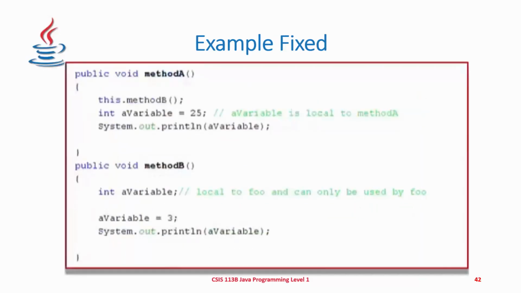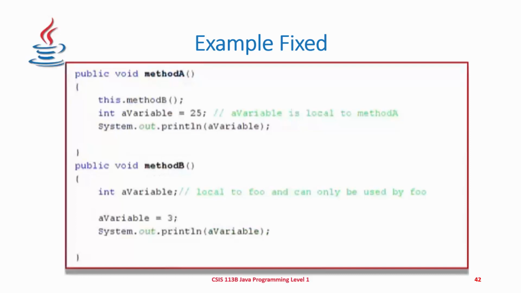So in this case now it's been fixed. You can see that we've created the A variable twice actually. Now the declaration for A variable is inside of A, and then you also have a declaration in B. And that's perfectly acceptable because they are local variables. Even though they're the same name, there's no conflict there, because of the way that the compiler sees it: the first A variable only belongs to method A, and the second A variable only belongs to method B. So there is no conflict there at all.